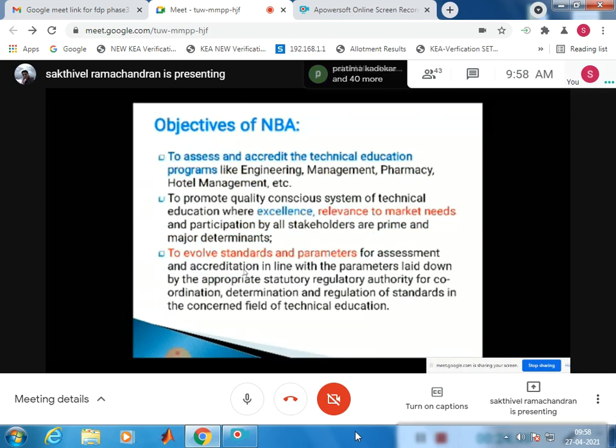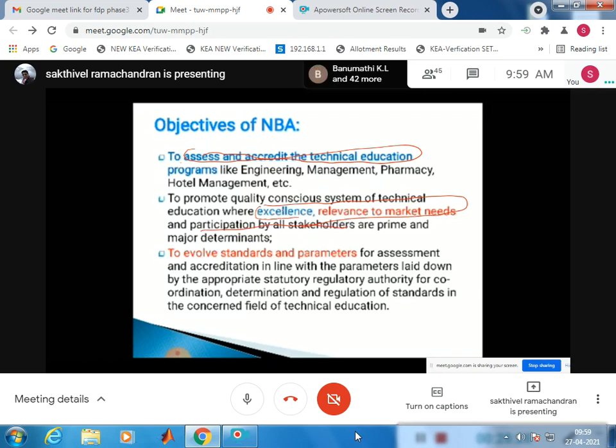So what's the objective? Basically to assess and accredit technical education programs, and to bring excellence and relevance to the market need, what exactly the demand offered by the market. Are we trying to provide ready-made students ready to fit into the industry? That set of students is being developed by the institution, and it also ensures participation by all stakeholders.